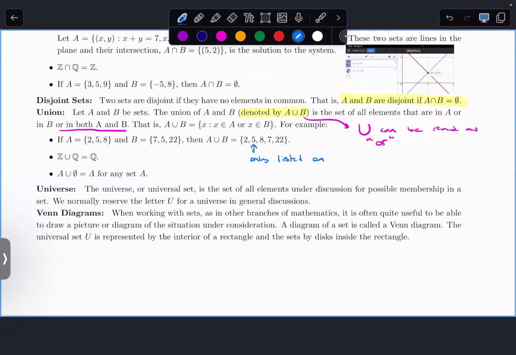Only listed once. And that's proper. You don't want to have extra elements in there bogging you down. 5 is a 5. It's either in the set or it's not, and so being in there twice doesn't mean anything. In kind of way upper level math, it would mean something, but not for us, not in this course.